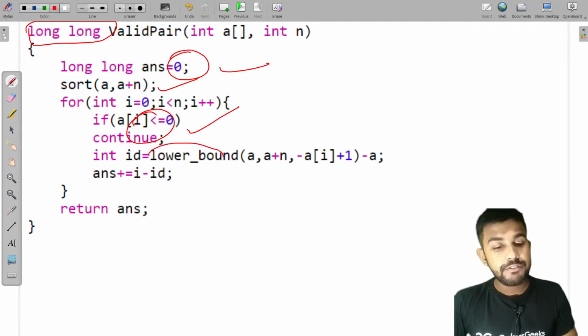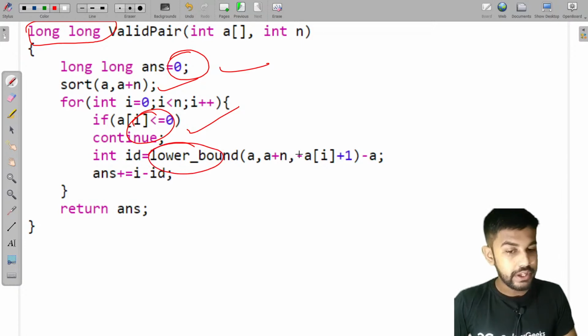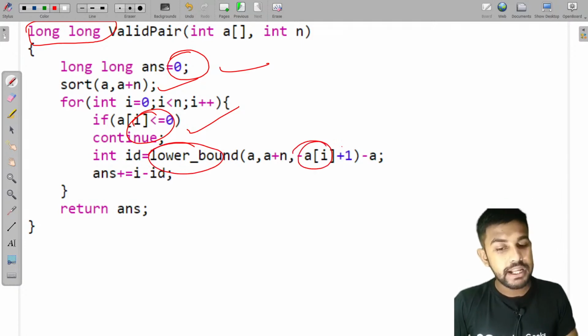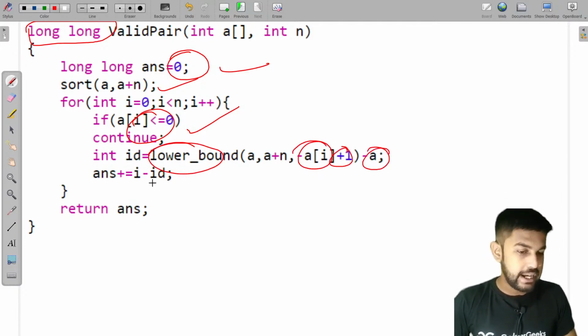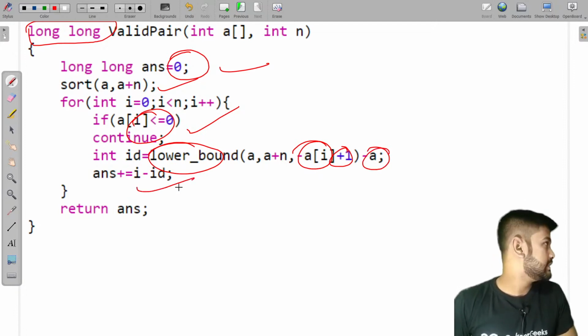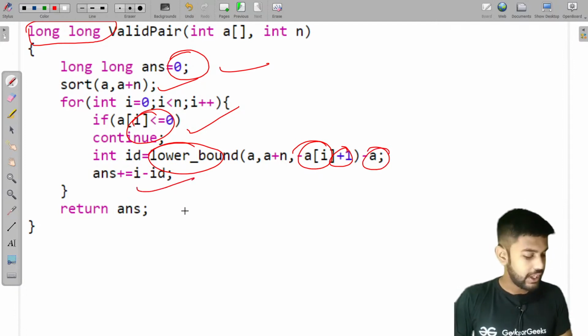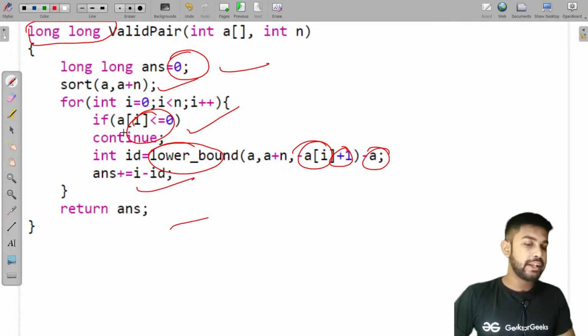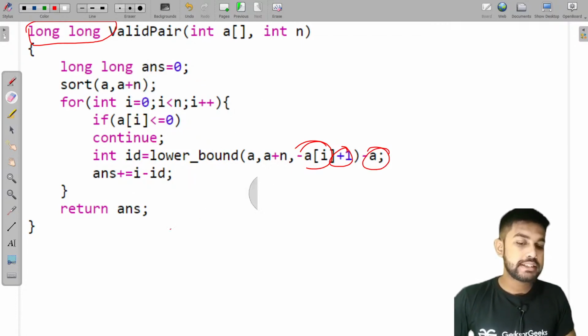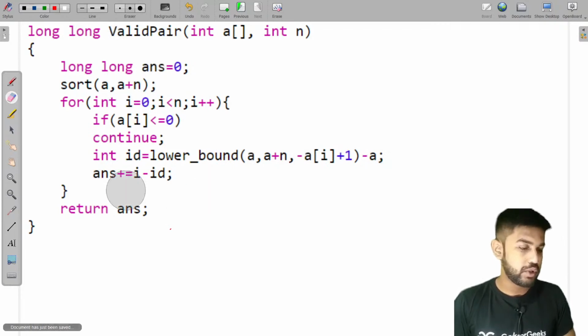Okay, then we would search the lower bound of it. That is negative plus 1, and then we would subtract that and add to our answer. Am I clear with this or not? This seems quite simple. Just let me know if this is clear or not.